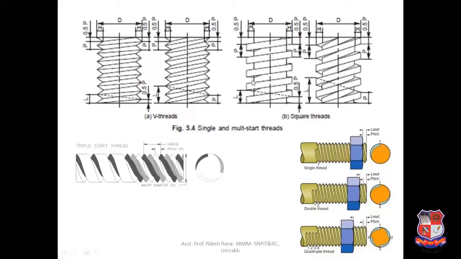Friends, here also the same figure, and this is a triple start thread. Here you can see this is the major diameter, and this is the pitch value. But here you can see the lead; there are threads 1, 2, and 3. It means one revolution of the nut is equal to 15 mm. Suppose pitch is equal to 5 mm, then lead is equal to 15 mm. Here also you can see the lead and pitch.